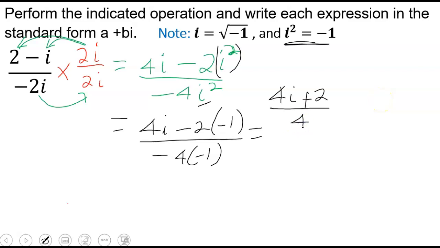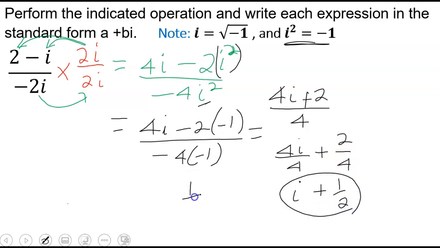And now we can separate these into 4i over 4 plus 2 over 4. So 4i over 4, 4 divided by 4 is 1, so that leaves us with i, plus 2 divided by 4, which is 1/2.